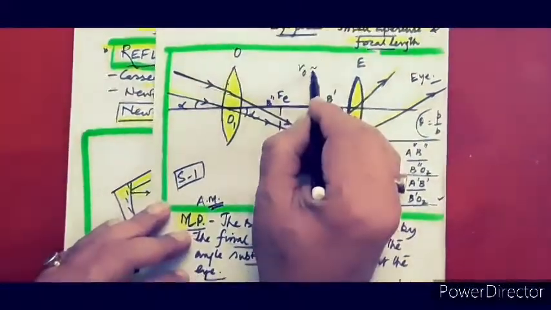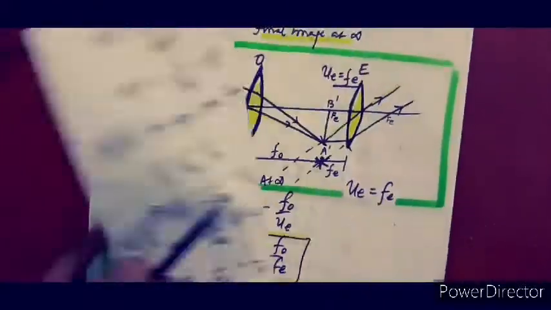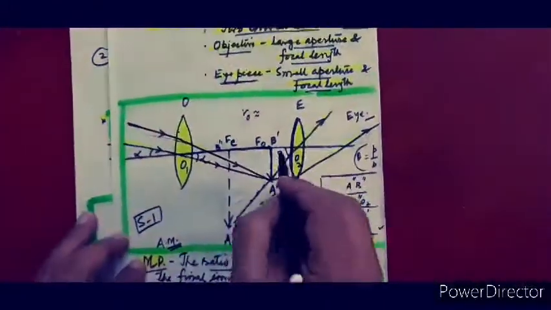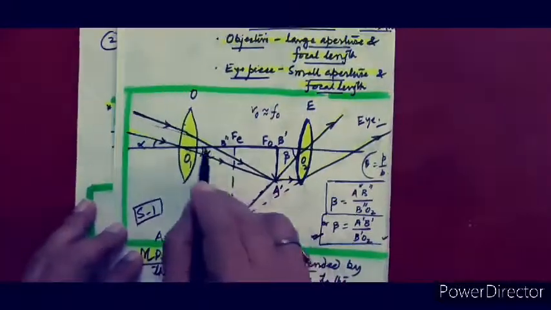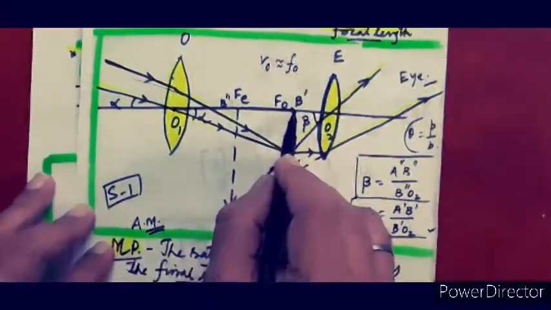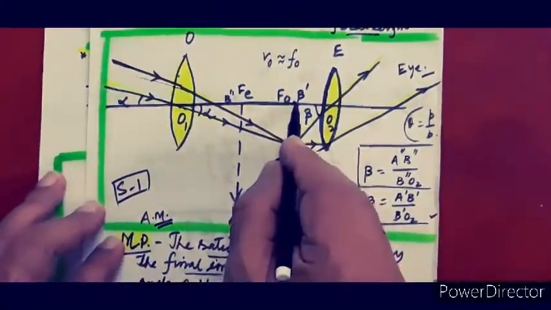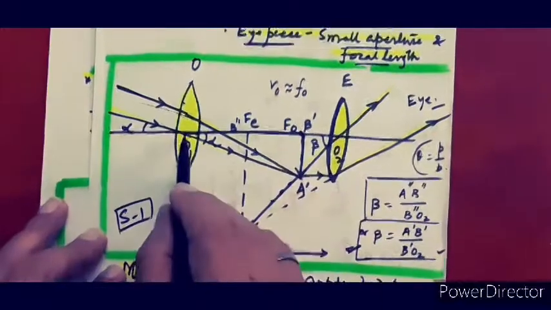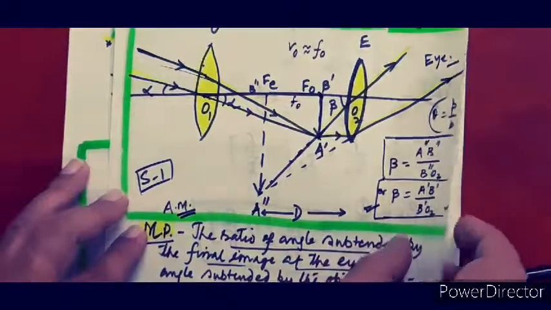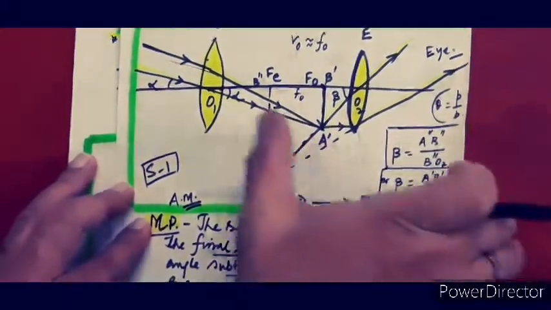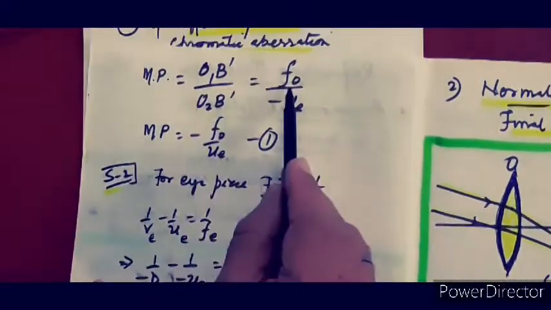VO is approximately equal to focal length of objective. Focal length of objective. ऑब्जेक्टिव का फोकल लेंथ कहाँ पर, ये अप्रॉक्सीमेटली यहीं पर बना है, A dash B dash, ये उसको कन्वर्ज किया है. सो यहाँ पर डेफिनेटली ये पॉइंट FO भी होगा, तो मीन्स दैट इज योर FO, फोकल लेंथ ऑफ ऑब्जेक्टिव. सो वी आर गोइंग टू राइट in place of O1 B dash, FO.